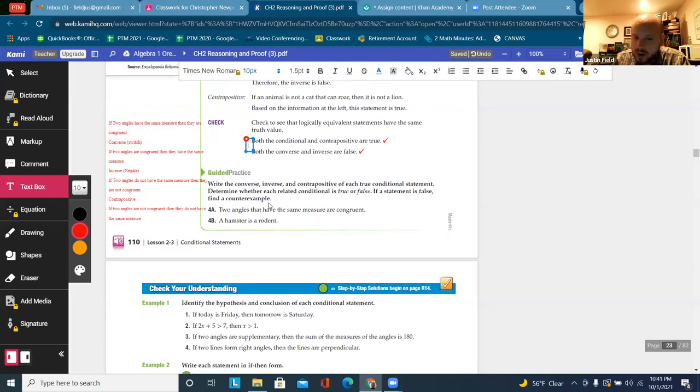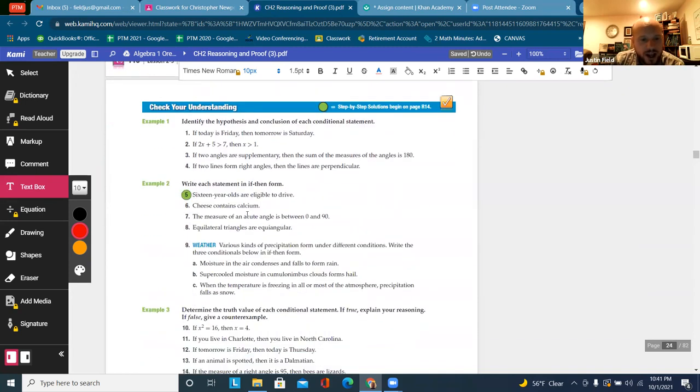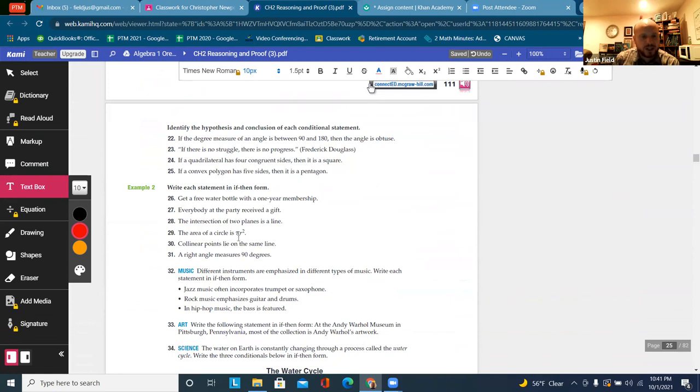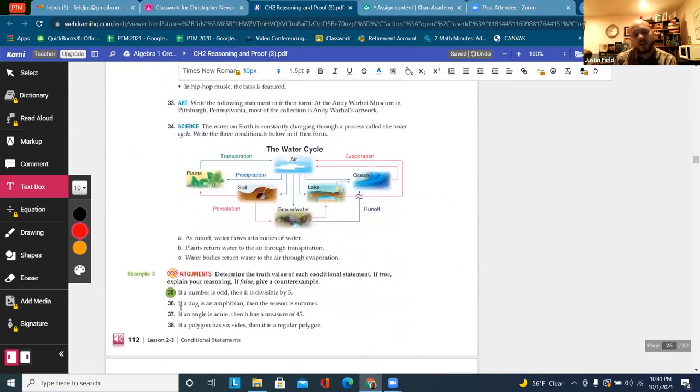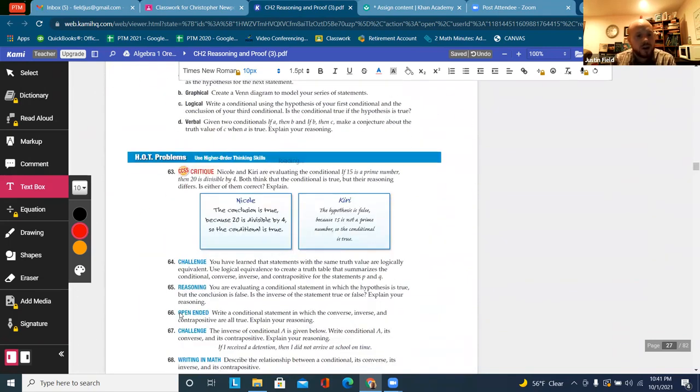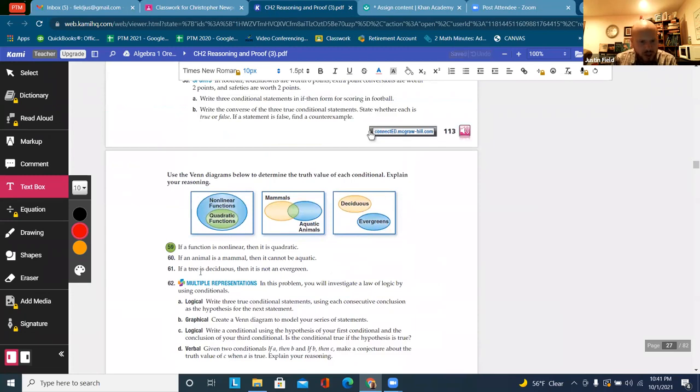One example, the guided practice questions. So hopefully that helps you when you go to the practice and problem solving questions, and you can ask your questions about these in the organizer so you're ready for your quiz. Wow, look at all these. Wow, there are 62 questions. All right, so look at those carefully.